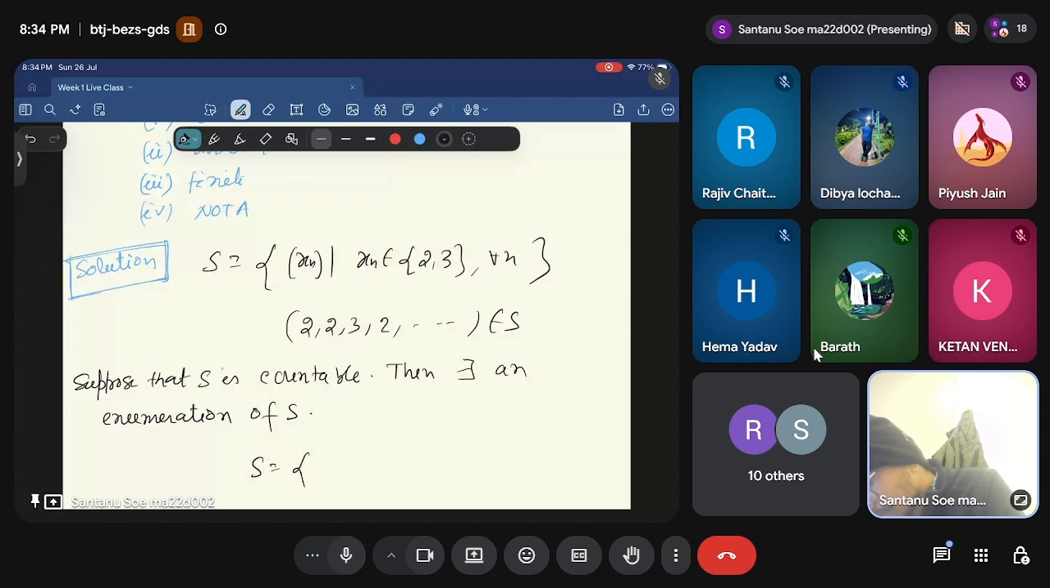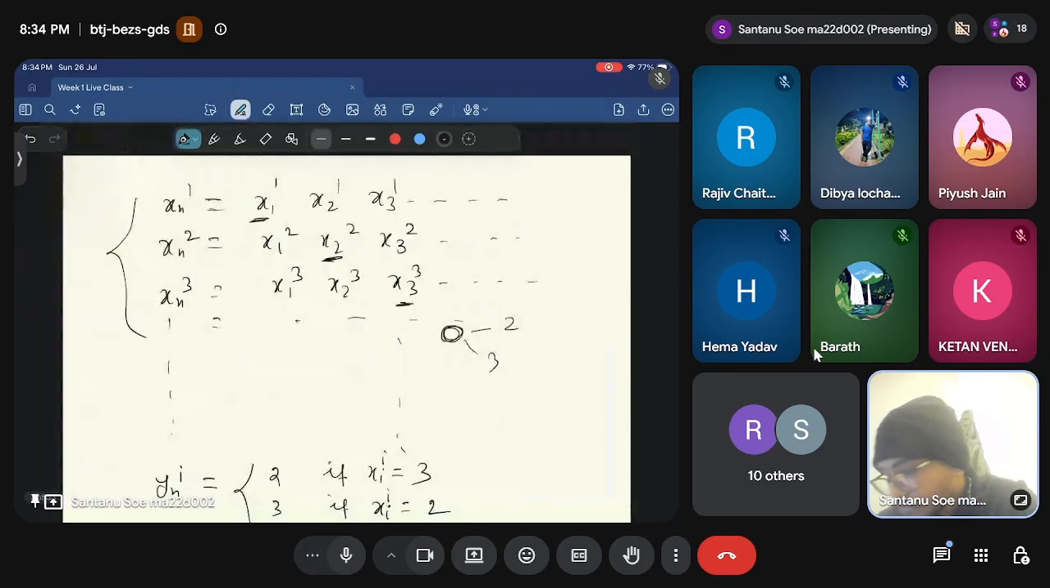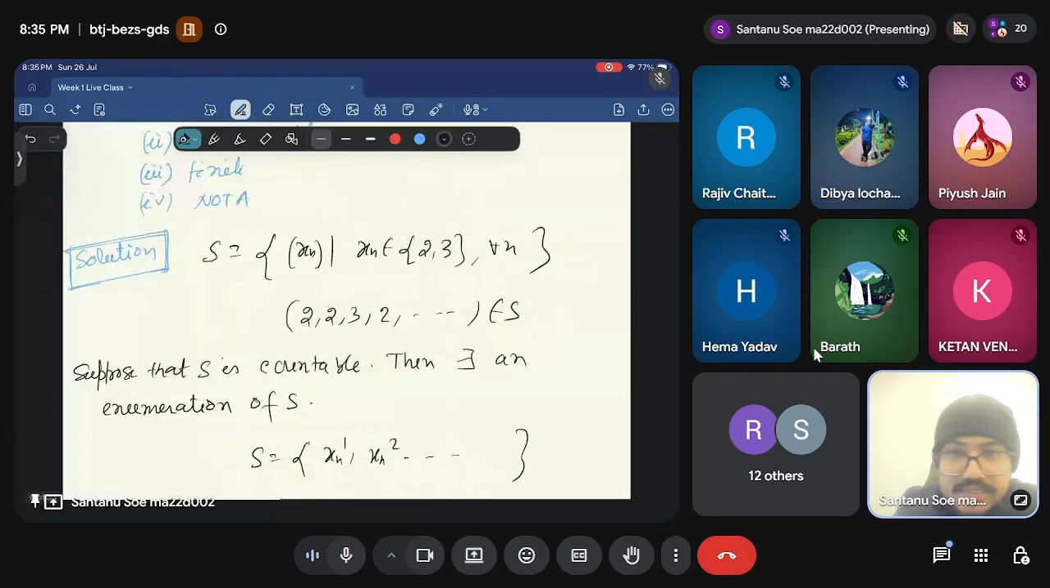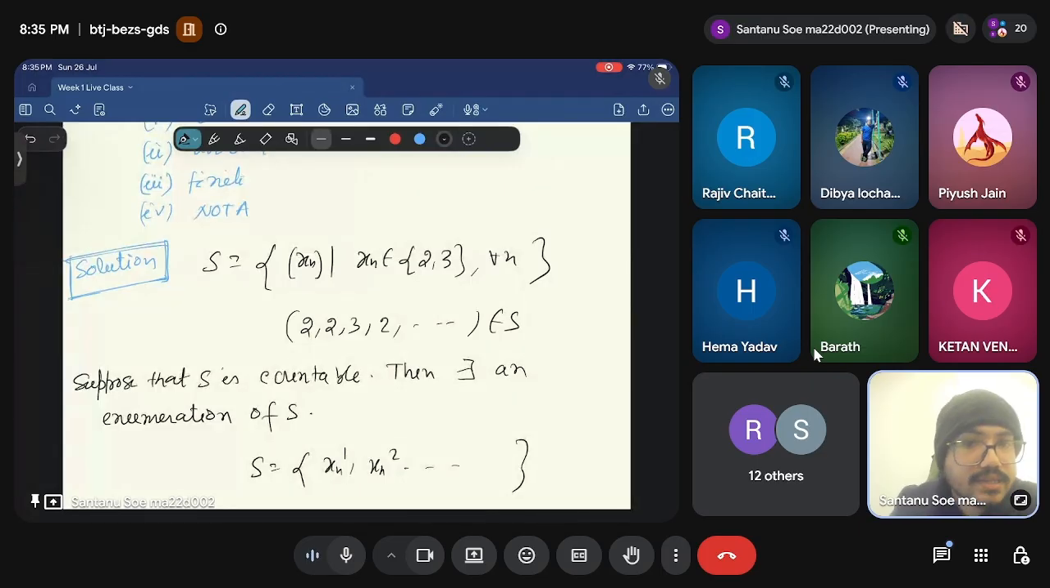So then S can be written like this: xn of 1, xn of 2, and so on, right? This is how you can write the elements of S, because we assumed that S is countable. Now each element of the set S is a sequence, right? So that means xn of 1 is a sequence: x1 of 1, x2 of 1, x3 of 1. This is the sequence of first level, right? Similarly, xn2 is a sequence, xn3 is a sequence, and so on. So now we have written the enumeration of each sequence. We have taken the first element from the set S as xn1, the second element as xn2, and the third element as xn3, and so on.